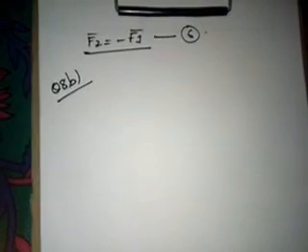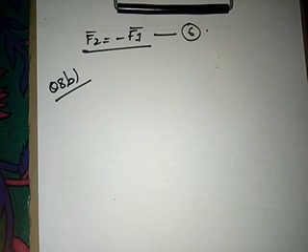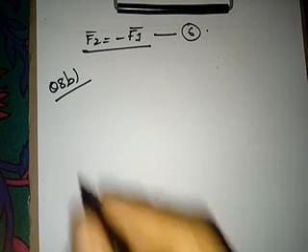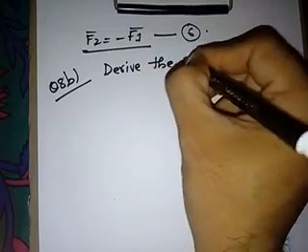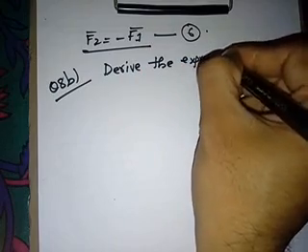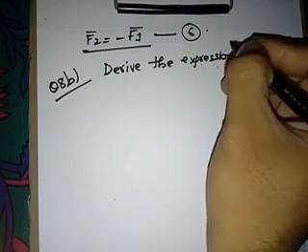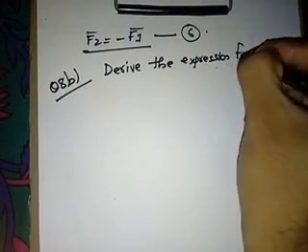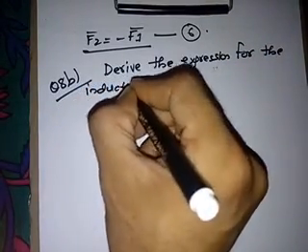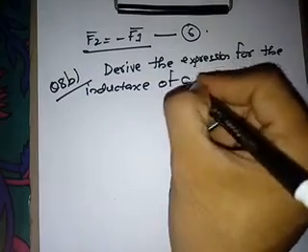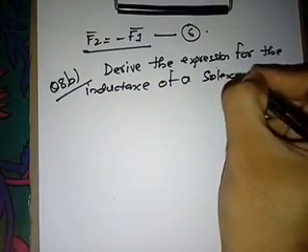Let us take up the next question, question number 8b. Question number 8b is: derive the expression for the inductance of a solenoid and a toroid.